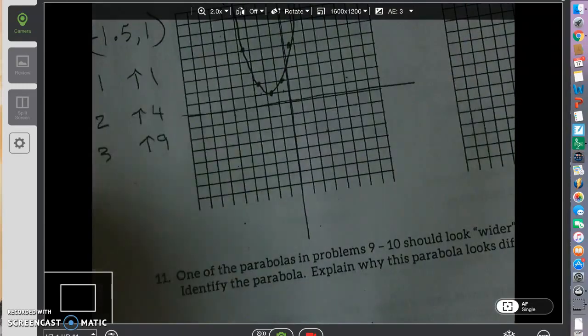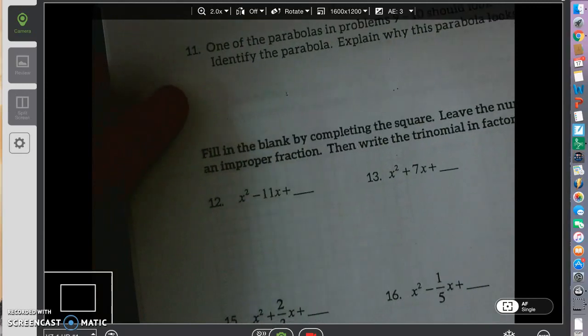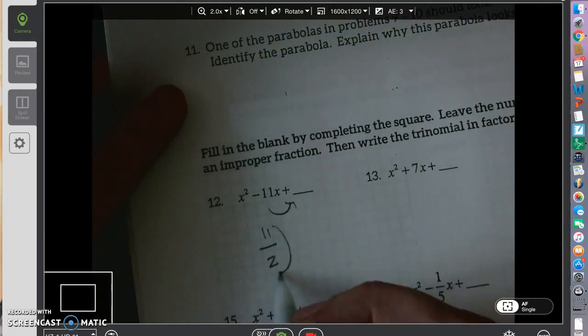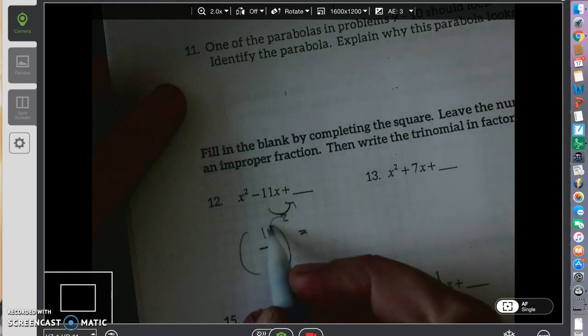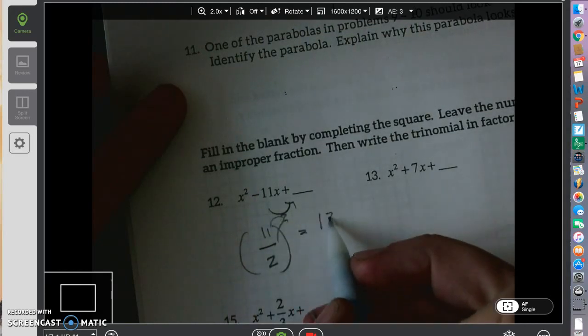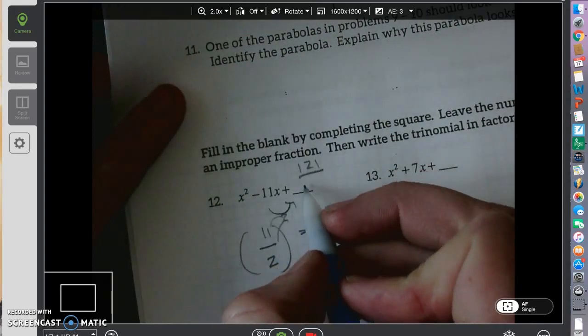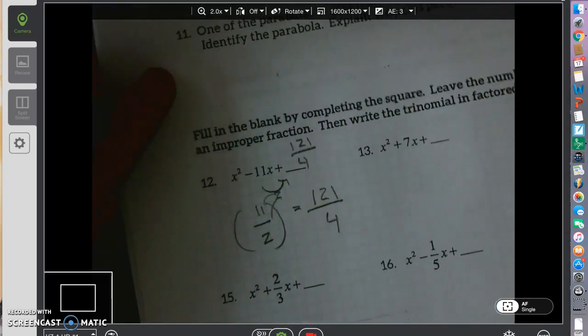Last one, number 12. See how it says leave it as a fraction. So again, to get from here to here, I do 11 divided by 2, and I square it. So I distribute the square. So it's 121 over 4. That's what goes right there.